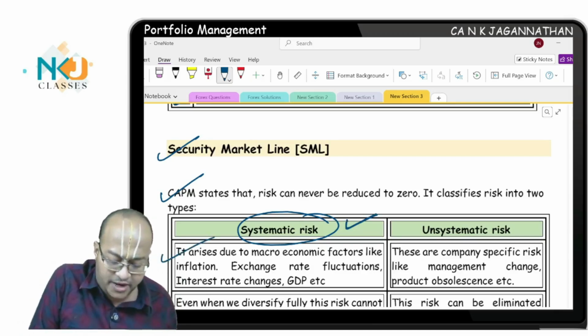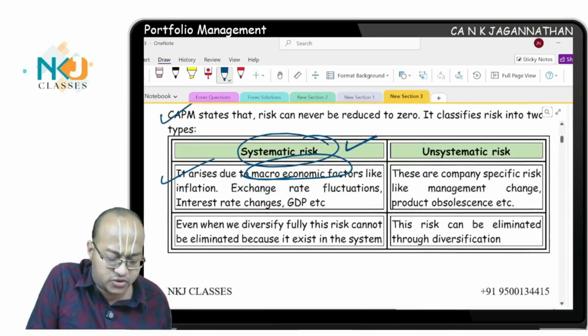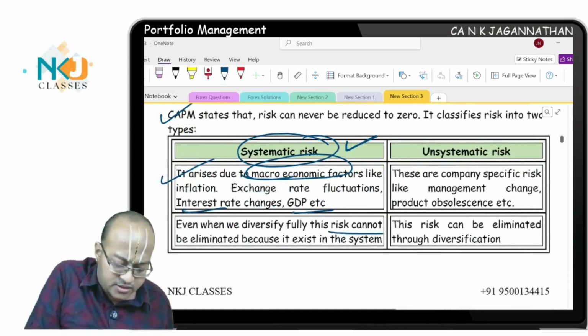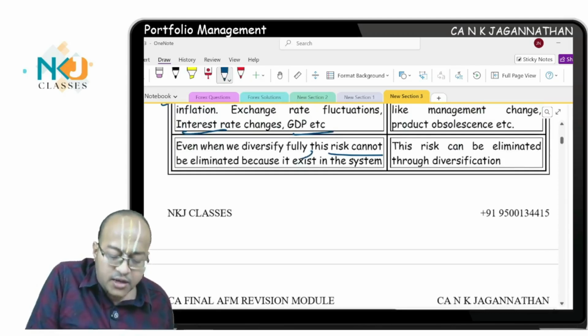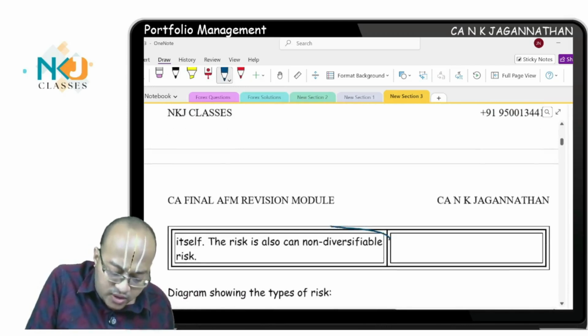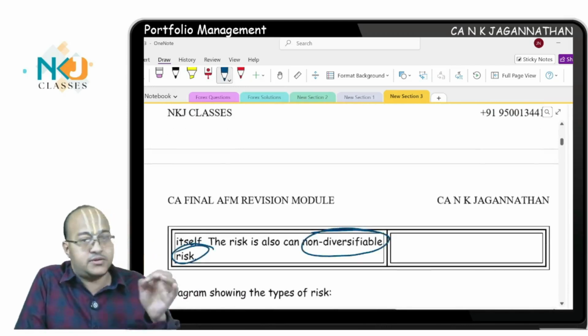It arises due to macroeconomic factors like inflation, exchange rate fluctuation, interest rate changes, GDP, etc. Even when we diversify fully, this risk cannot be eliminated because it exists in the system itself. This risk is also called non-diversifiable risk. Are you all understanding what systematic risk is?